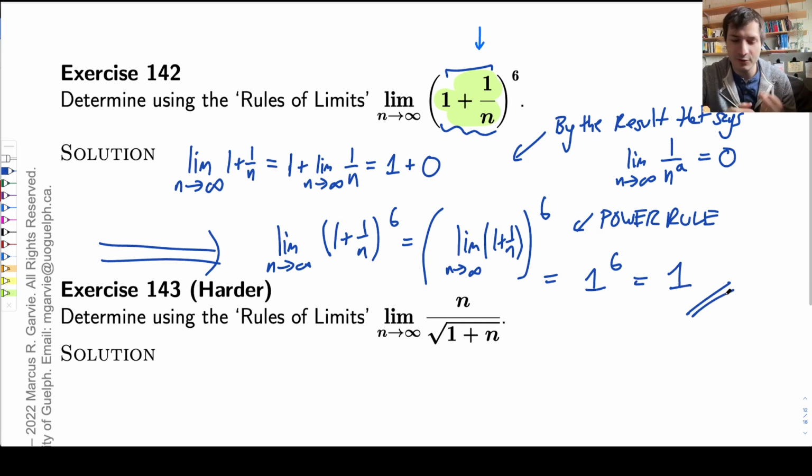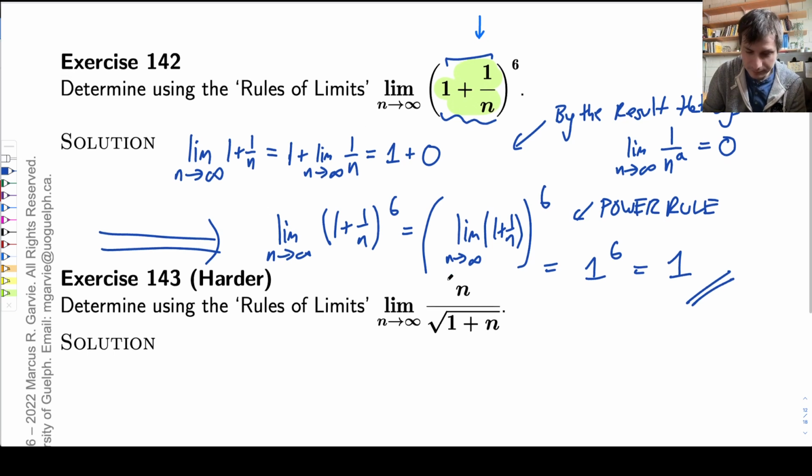So this one was pretty straightforward, kind of the most simple way you can think to break it up into stuff on the inside versus stuff on the outside. That works. If you want to think of 1 plus 1 over n as two parts, you can also think about it like that. And the limit of the 1 is 1. The limit of 1 over n is 0.